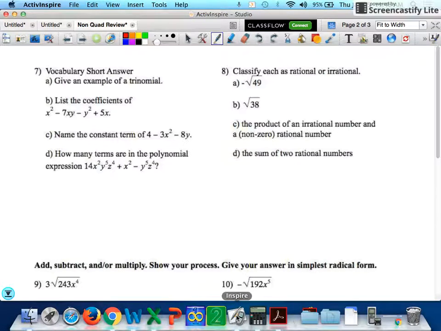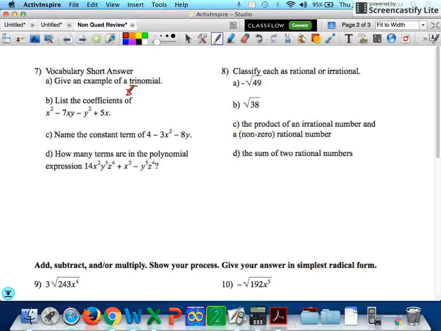On to number 7. These are vocab sort of problems. It says, give an example of a trinomial. Your answers are going to vary. What's key to know is that tri means 3 pieces, and a piece is dictated by an addition or subtraction sign in between. So we're separating these different pieces with addition and subtraction.